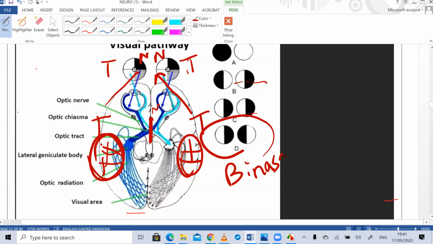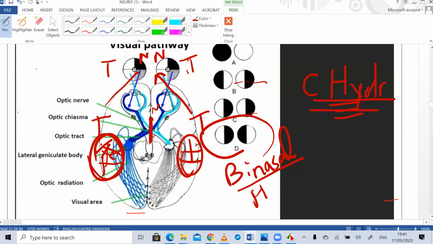What kind of disease may cause binasal hemianopia? Hydrocephalus. What do you think? Congenital hydrocephalus. Okay? Congenital hydrocephalus, we will compress both fibers by the same sequence because of the enlarged ventricles, which will compress the fibers in both sides in the same pattern. So congenital hydrocephalus will cause binasal hemianopia.